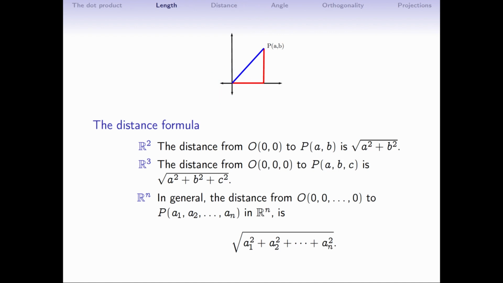So in the plane, we can see that the Pythagorean theorem gives us the justification for the formula, the square root of a squared plus b squared.